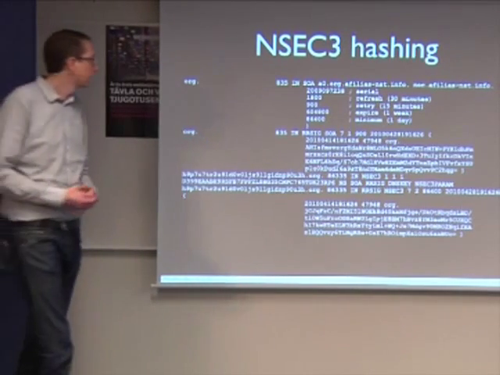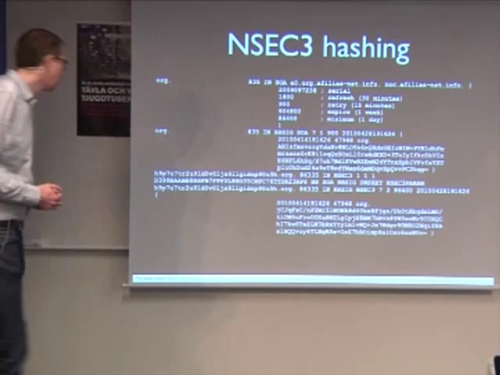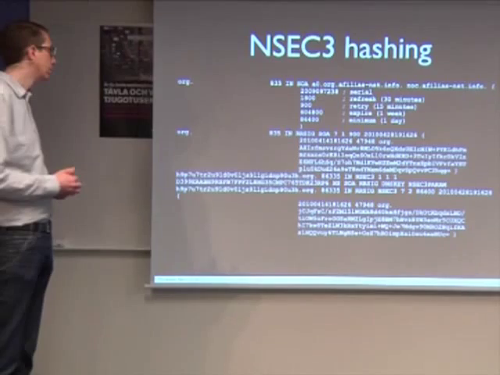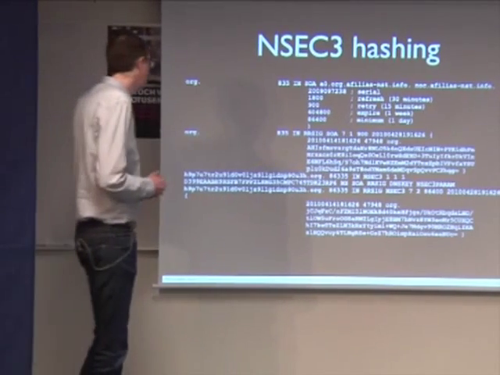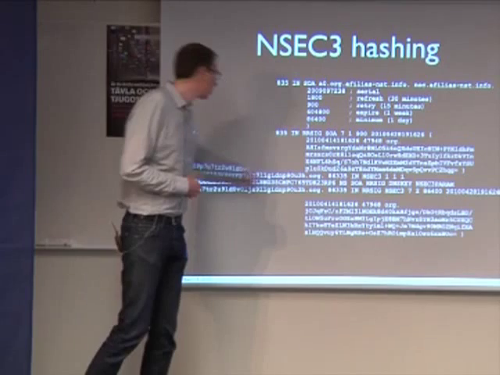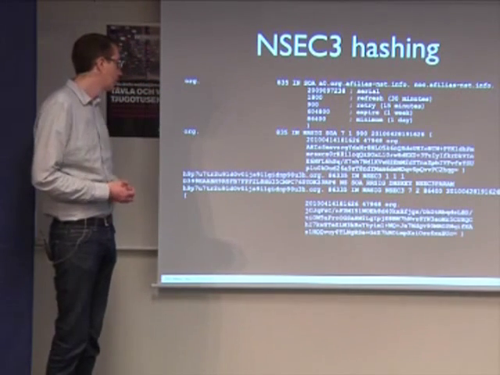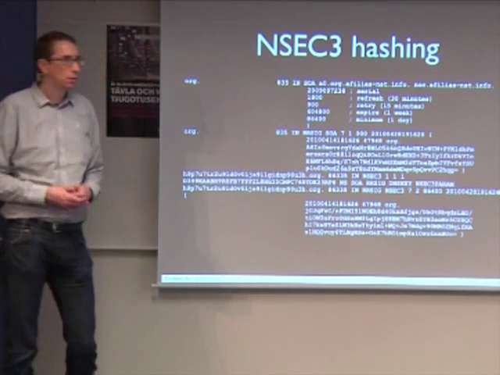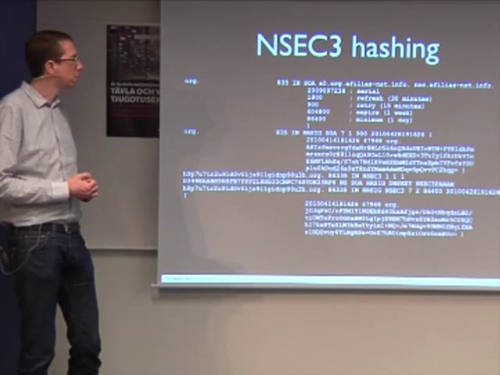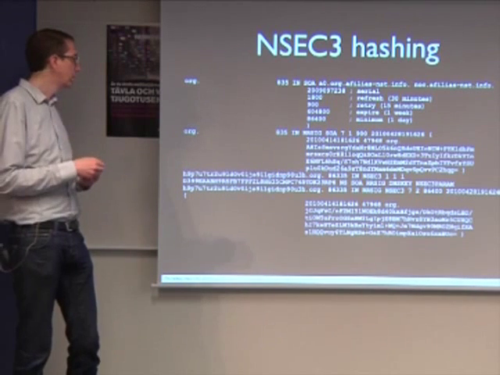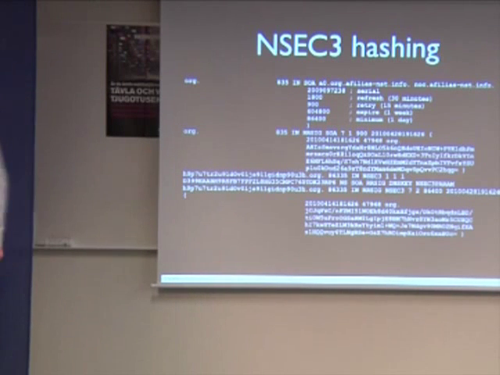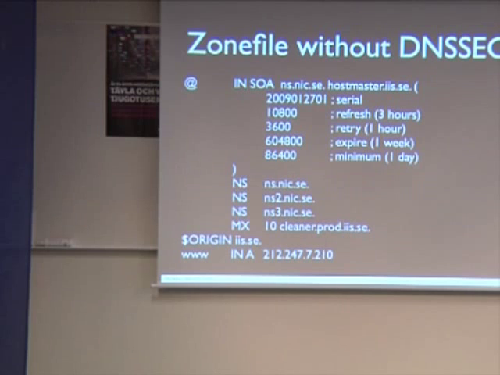So this is an actual example from .org. Let me see if I can read it. This one has a number of iterations and a salt value. I won't show the NSEC3 param, but here you can see that the labels are hashed, which means that if you use the salt value, the iterations value and the algorithm, you can translate this to the correct name later when you validate the content. So this is more convenient.